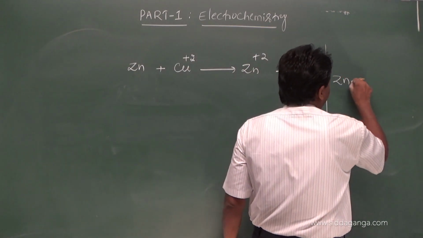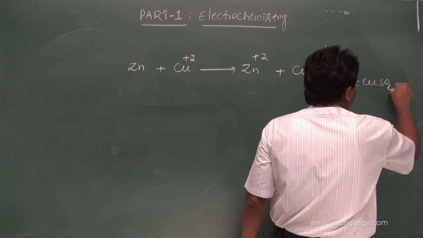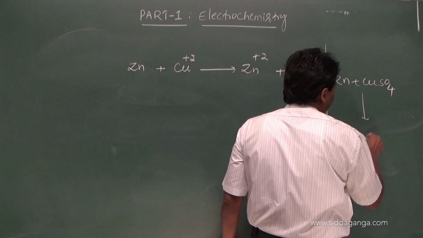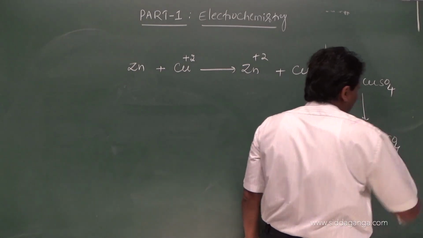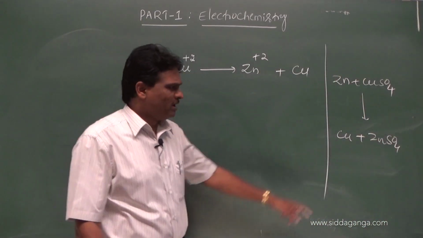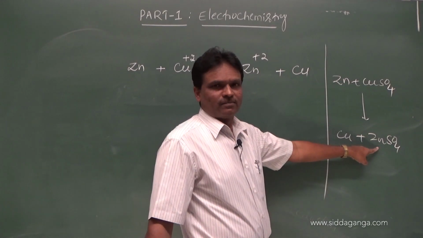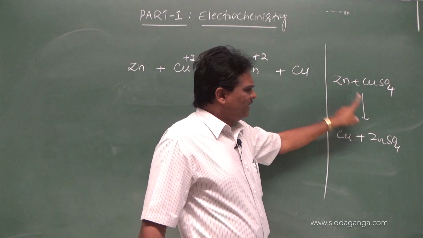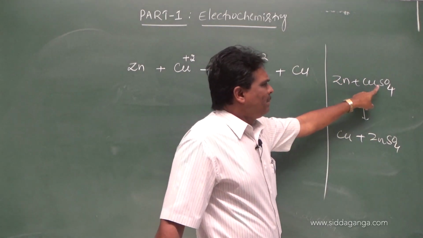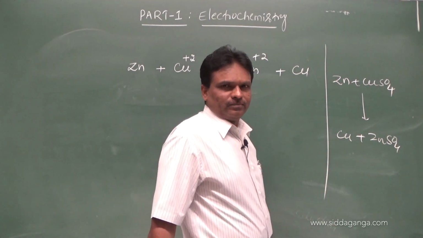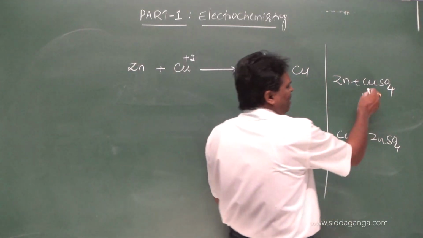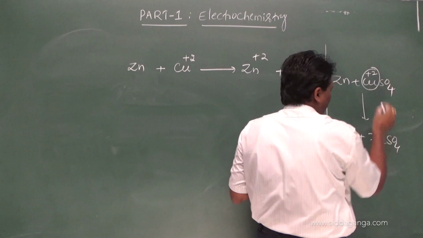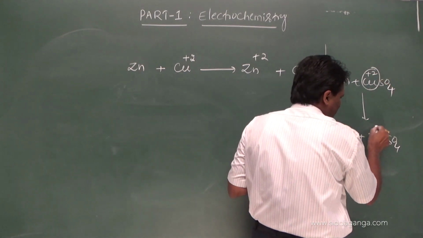So zinc with copper sulfate: zinc displaces copper from copper sulfate to form copper and ZnSO4, zinc sulfate. Zinc is converted into zinc sulfate. Copper sulfate is converted into copper. So in copper sulfate, the oxidation state of copper is +2. In zinc sulfate, the oxidation state of zinc is +2.